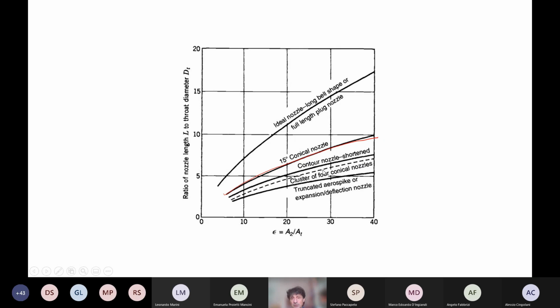and that you can have also different options as clustering nozzles that allow you to have the same area ratio with a shorter length, and also even shorter is the case of truncated aerospike or expansion deflection nozzle that we have not mentioned here. Something more about this kind of nozzles will be part of the course of liquid rocket engines, as this performance-oriented nozzle design is relevant for that kind of applications.